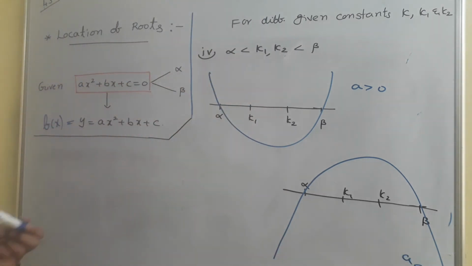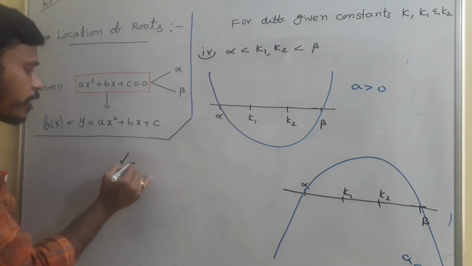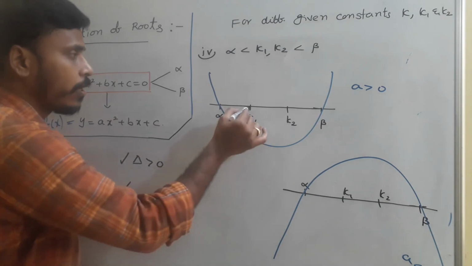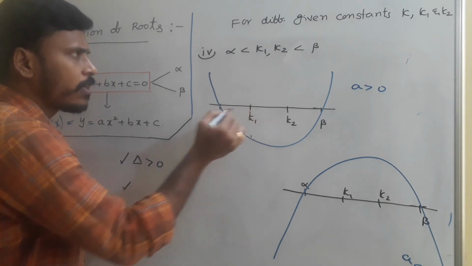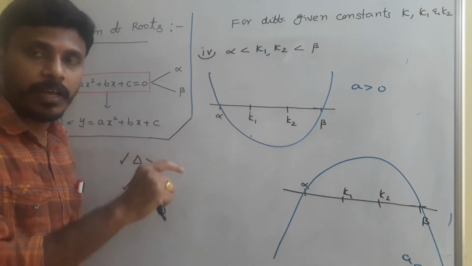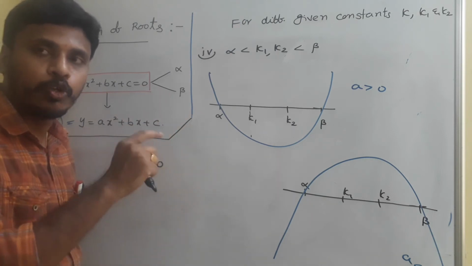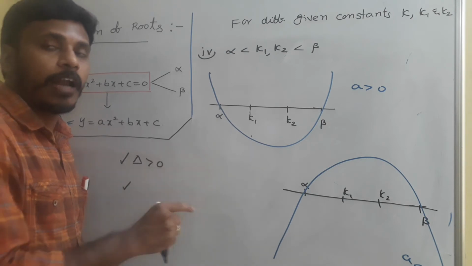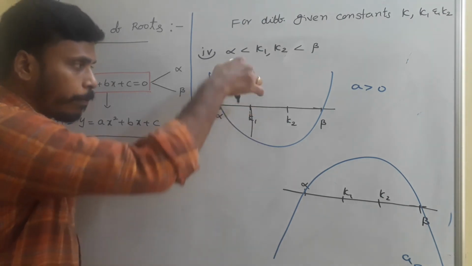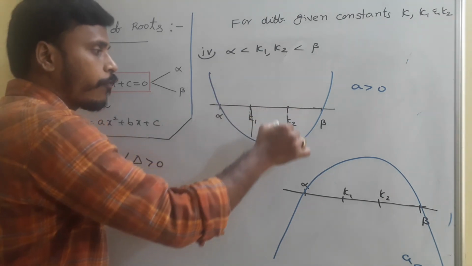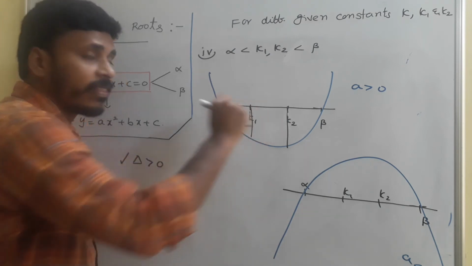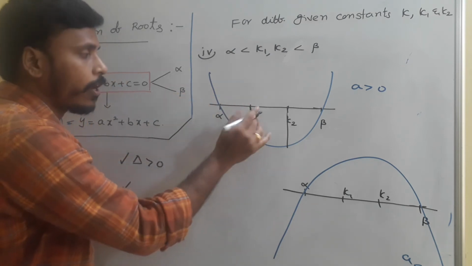Next, coming to the conditions, first condition is delta greater than 0 because two roots are there. Second condition, what do you say about f of k1? See, previously there is only one constant k and its graphical point, its y value, f of k, everything is the same and we are locating that. But here we have two points k1 and k2. Here f of k1 is below the x-axis, negative. F of k2 is below the x-axis, negative. Look there. This length is nothing but f of k1. Okay.